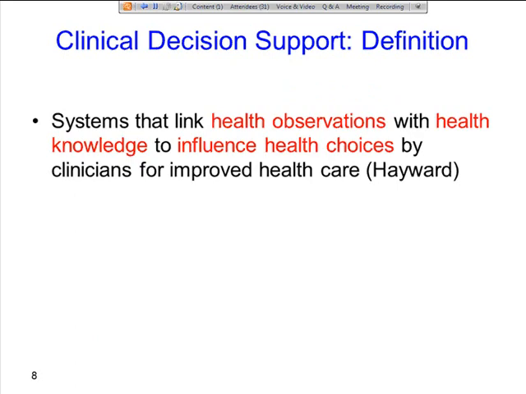What is computer-based clinical decision support? Systems that link health observations about a particular patient or population with health knowledge, generally expressed in those if-then rules that I keep trying to push on you, to influence health choices by clinicians for improved health care.